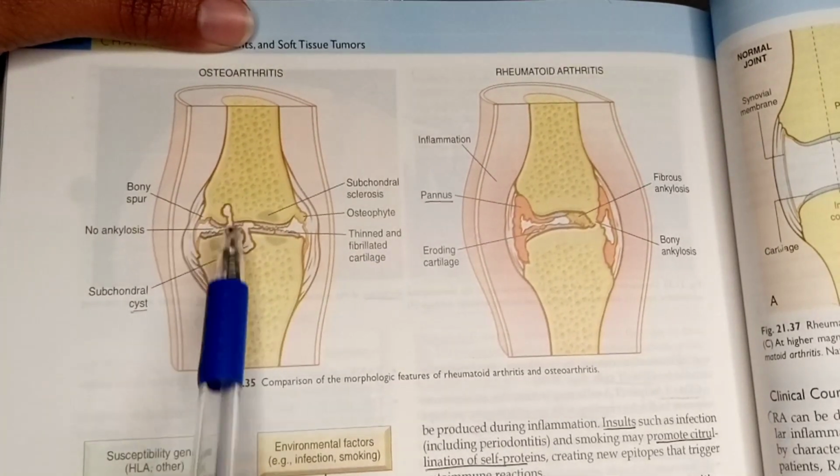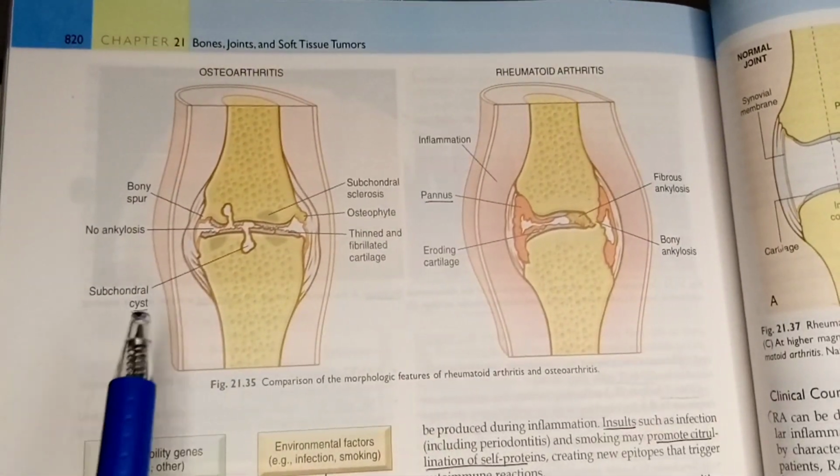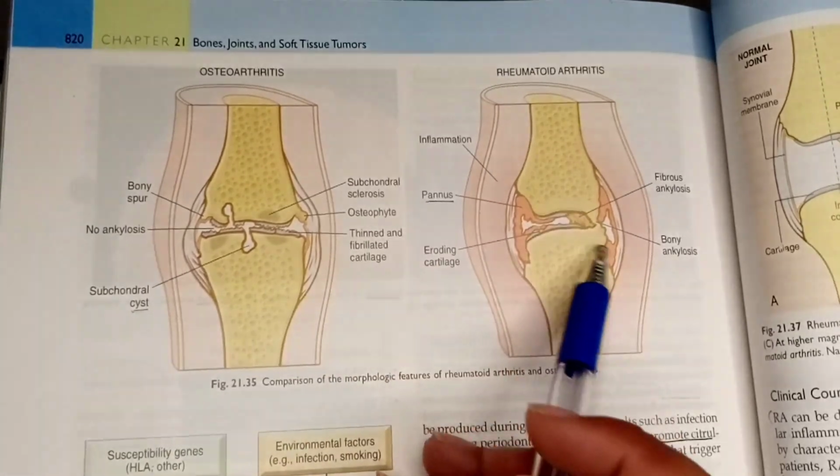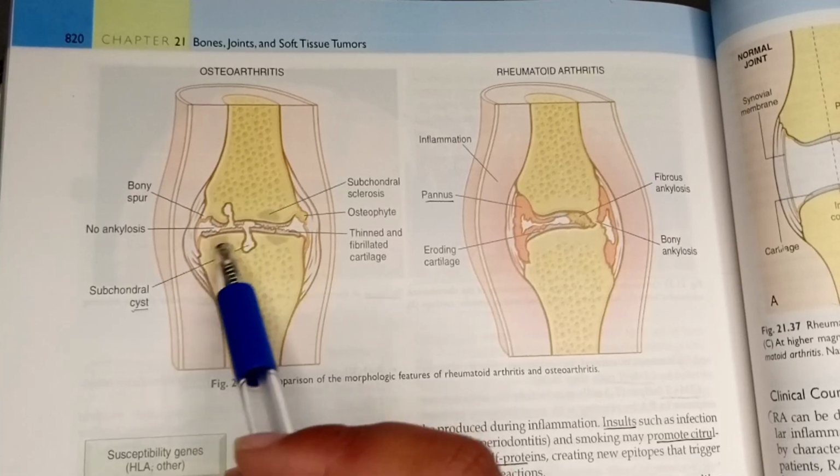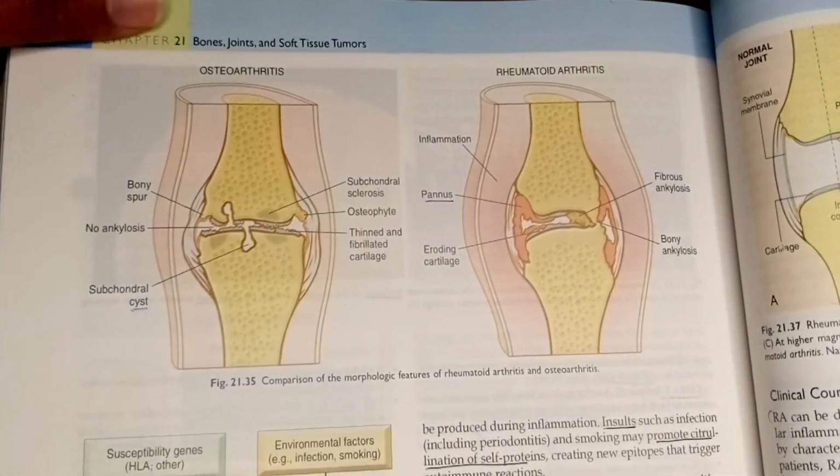Then there is no ankylosis. Okay, as I've told you in the difference as well, here you can see the ankylosis, and there is no ankylosis in osteoarthritis. Now let's discuss rheumatoid arthritis.